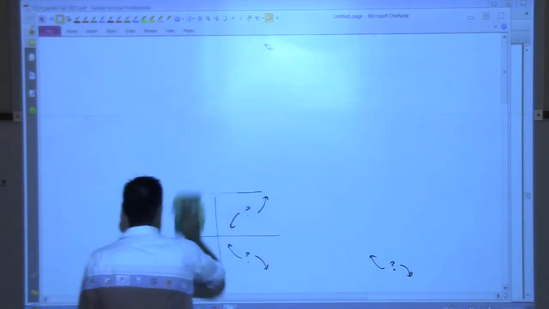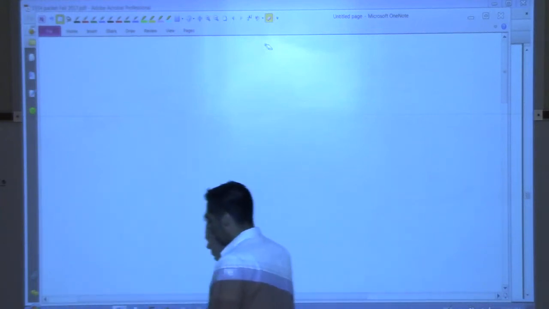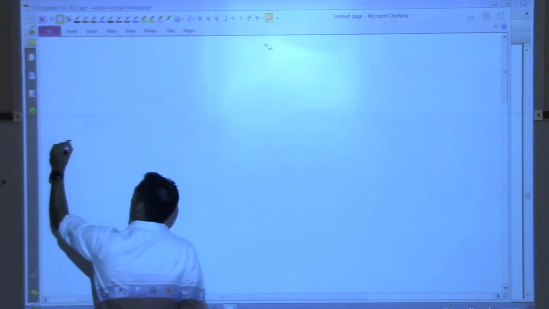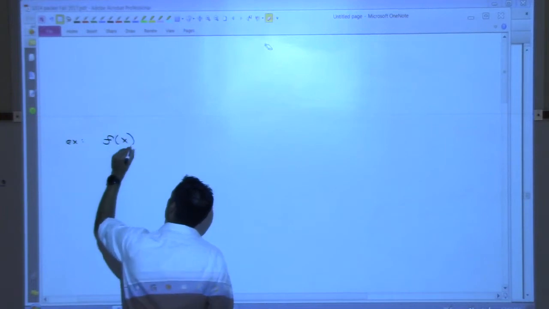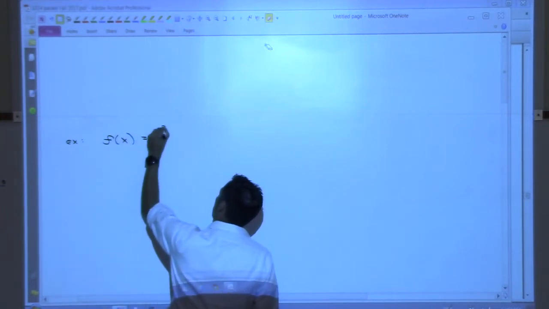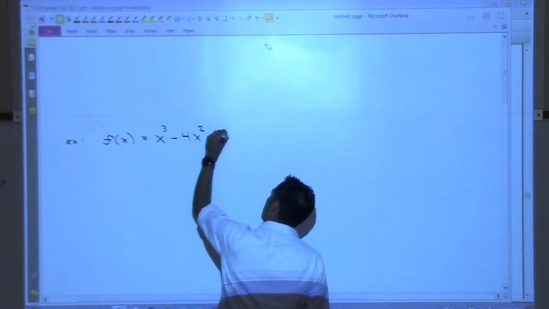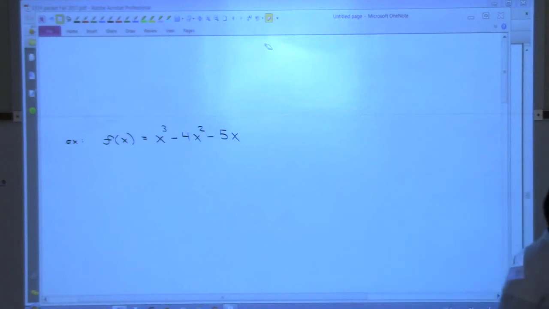So I want to take a look at a specific example. All right? Let's take a look at a specific example to kind of motivate how we're going to do this. Let's take a look at f of x equals x cubed minus 4x squared minus 5x. Okay, that is not a quadratic, right? That's not x squared, so it doesn't look like a parabola necessarily.